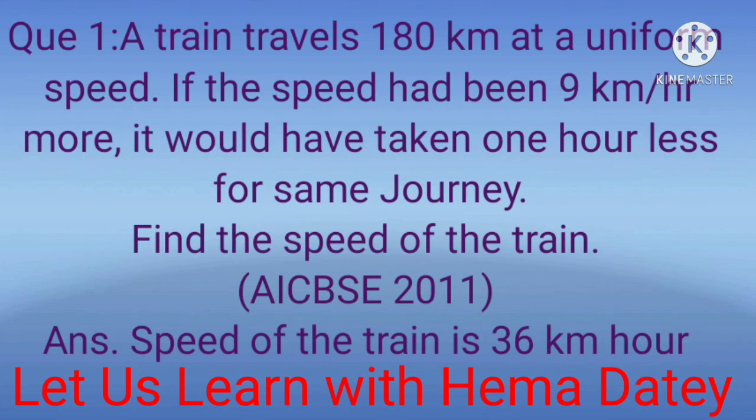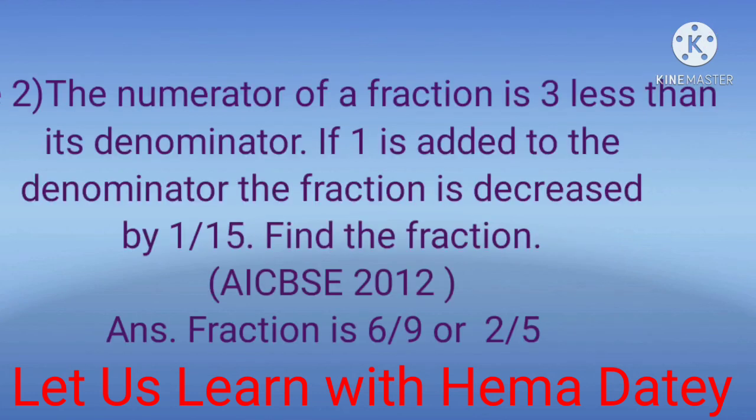Question number 1. A train travels 180 km at a uniform speed. If the speed had been 9 km per hour more, it would have taken 1 hour less for same journey. Find the speed of the train. Question 2. The numerator of a fraction is 3 less than its denominator. If 1 is added to the denominator, the fraction is decreased by 1 by 15. Find the fraction.